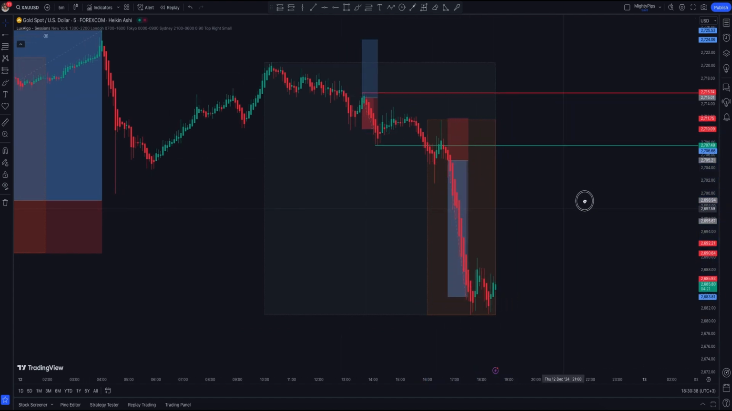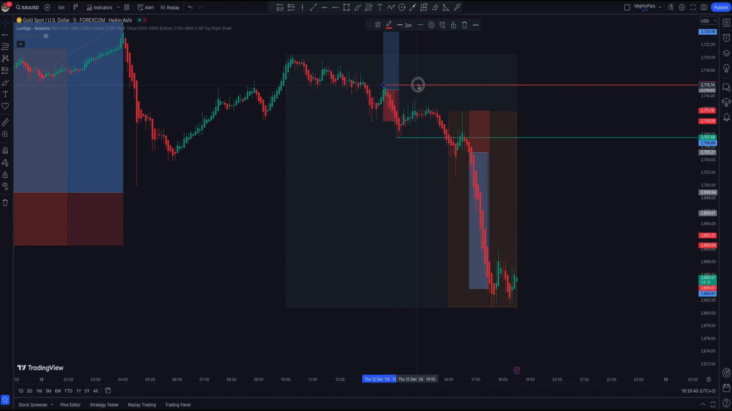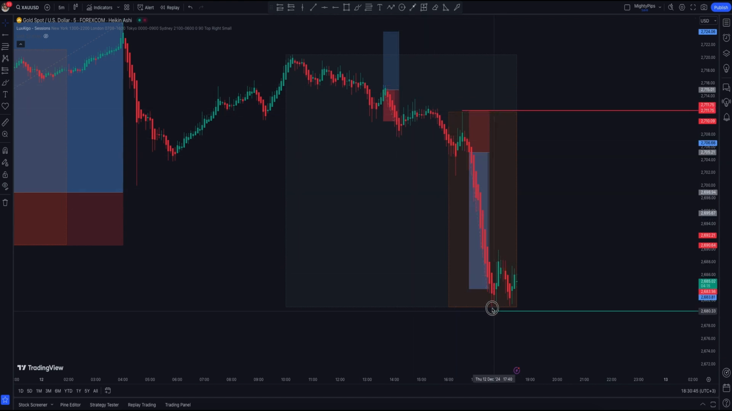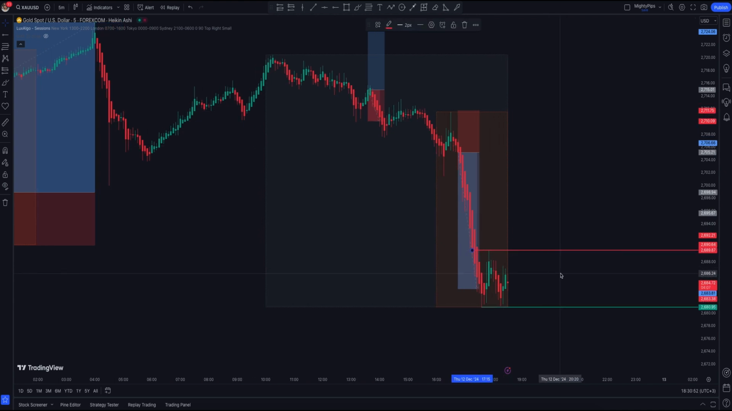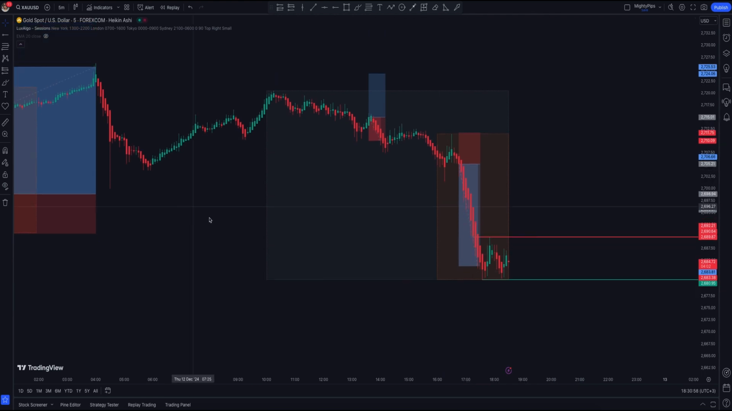So you keep on doing that, keep on moving these lines, the red one on the next high and the green one on the next low, like this. Move this red line. You're taking buys when the red line is broken, and you're taking sells when the green line is broken. That is the strategy in a nutshell, guys.